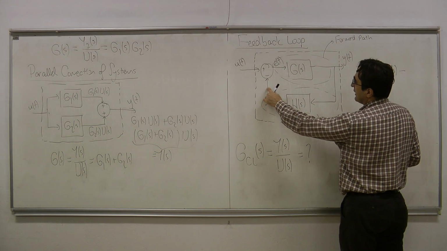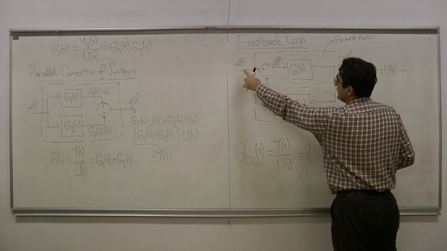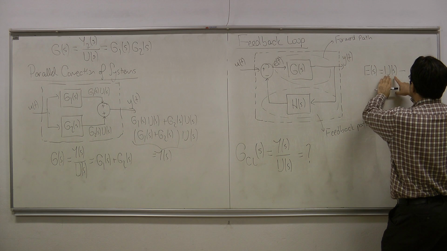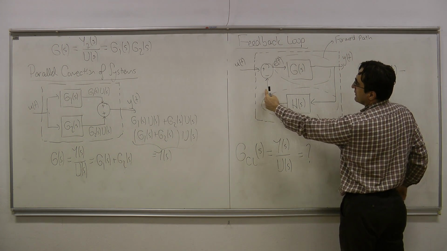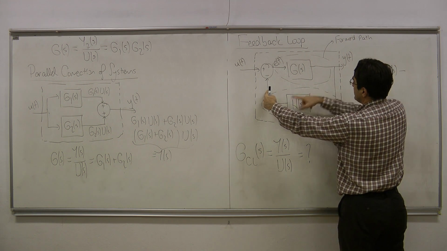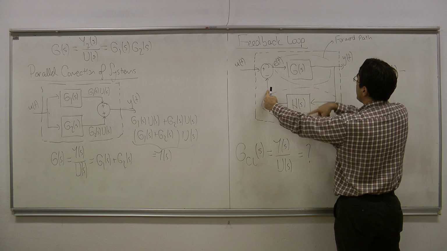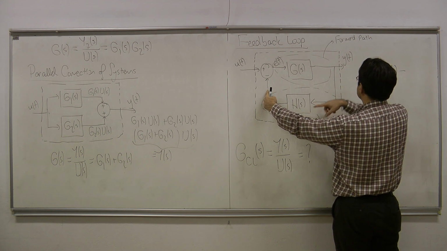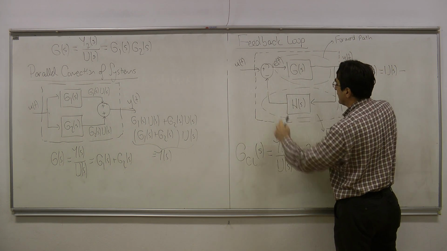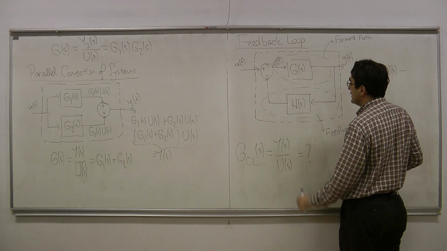Minus, I'm subtracting this signal from u(t), okay? U minus this signal is giving me E. So E is U minus this signal. What is the Laplace transform of this signal? I see that this is called the feedback system. This feedback path system is taking y as the input, and it's giving this signal as the output.